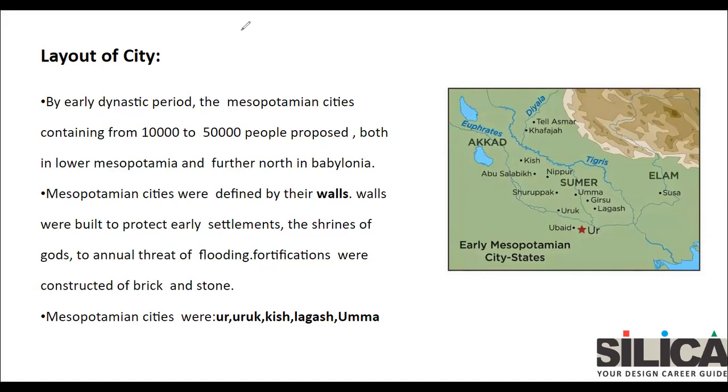Walls were built to protect early settlements and the shrines of the gods from the annual threat of flooding. Fortifications were constructed of brick and stone. Mesopotamian cities were Ur, Uruk, Kish, Lagash, and Umma. So these are the main cities of Mesopotamia. So we can see Umma, Lagash, then Uruk, Ur. These are the main cities. Kish. So these are the main cities of Mesopotamian civilization.